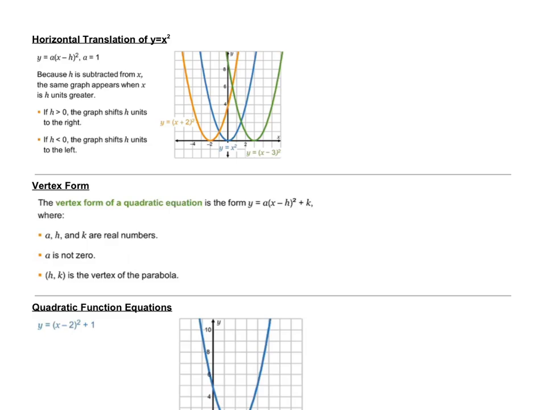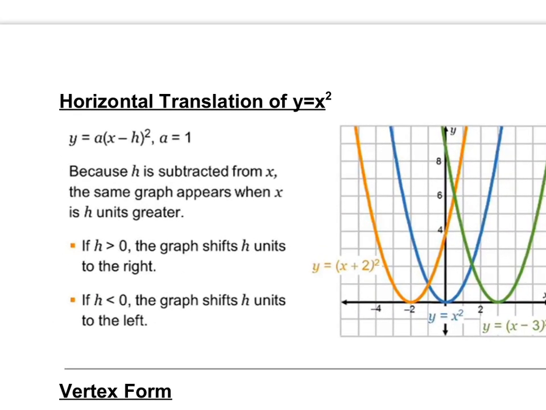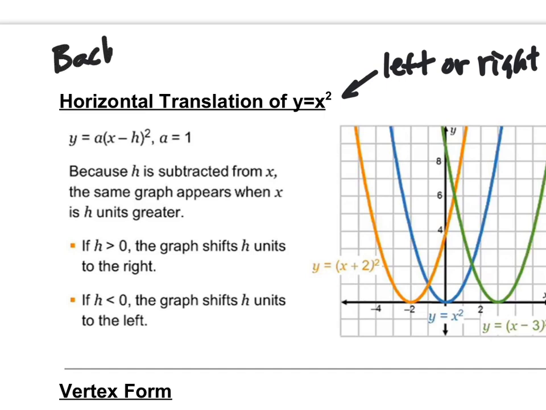On this one, we're looking at horizontal translations of y equals x squared. A horizontal translation means that we're going to move it either left or right. The issue with a horizontal translation is that it's backwards from vertical. You may have seen something like this, but we're just going to go ahead and talk about it.